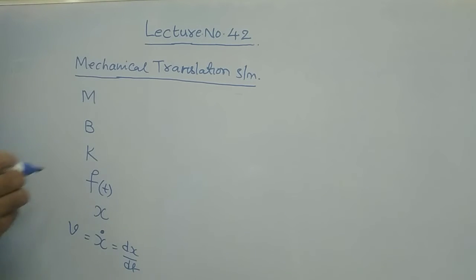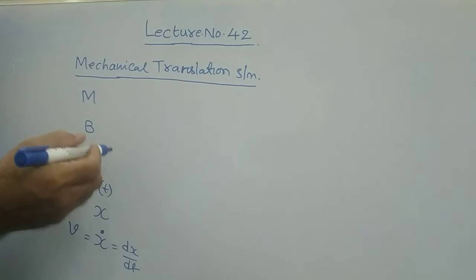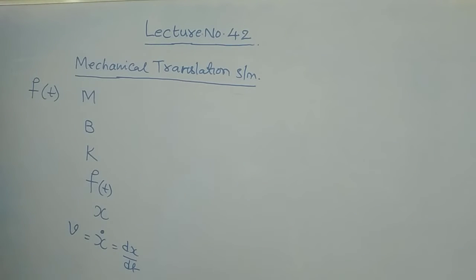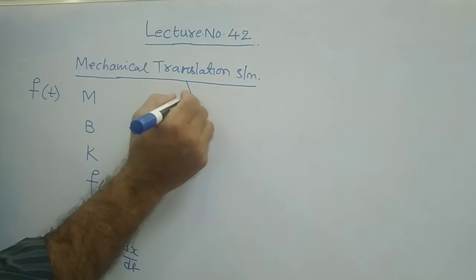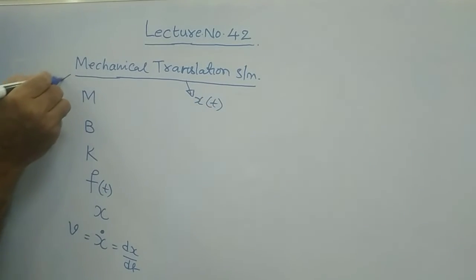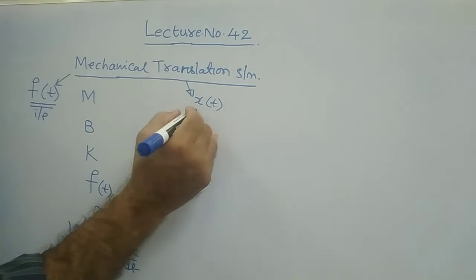So again, for this mechanical translational system, what is your input? F of t, the applied force, is the input, and the output is your displacement, x of t. Displacement is the output, and f of t is the input basically. This is the input, this is your output.